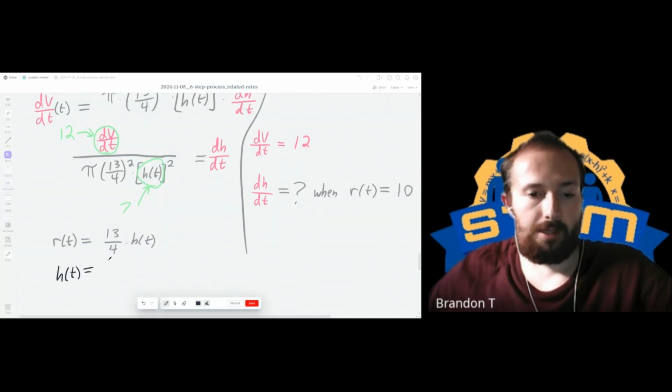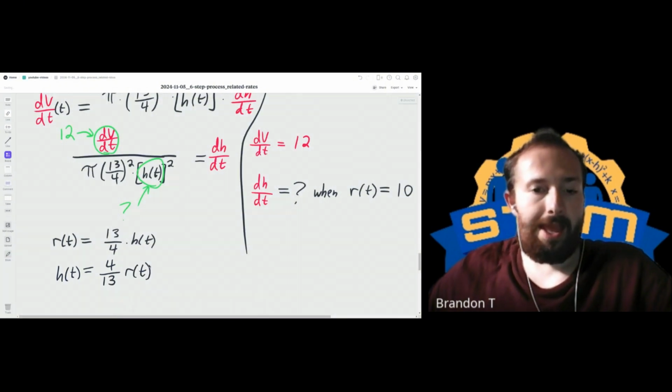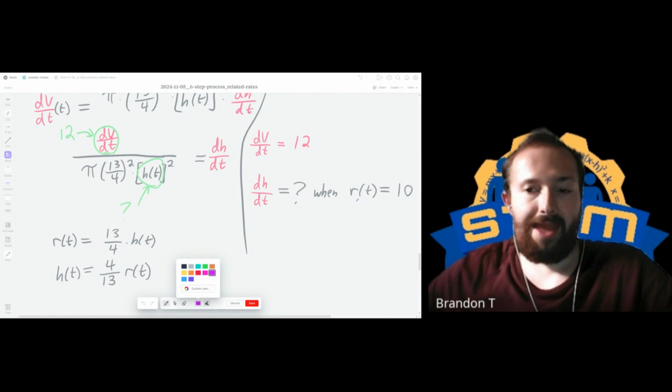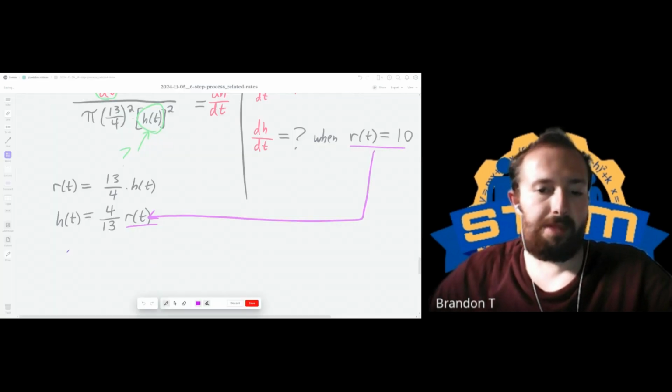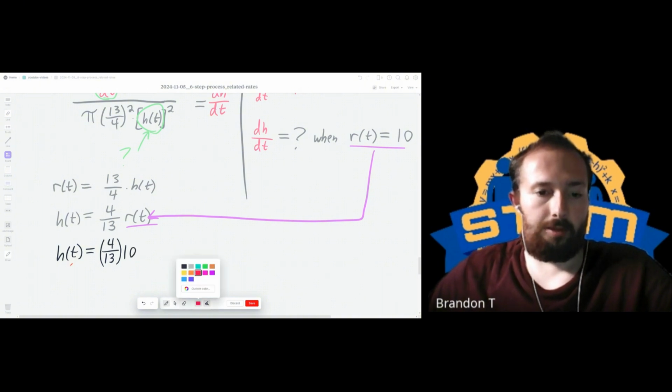So we can say h of t is equal to 4 over 13 r of t. And then we know that at this point in time that we're talking about here, r of t is 10. So if we plug this in, basically the point in time where they are talking about is going to be where h of t is 4 over 13 times 10. And then I'll just basically move this over there.